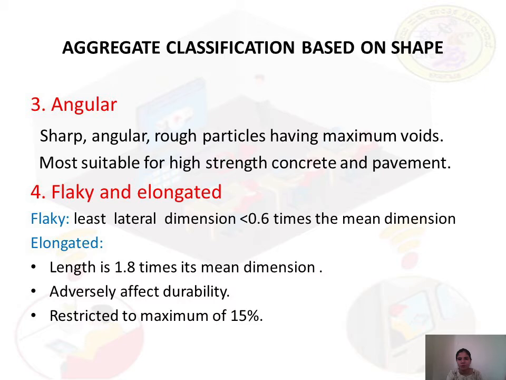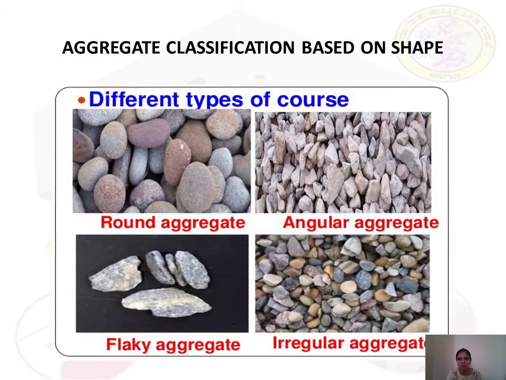So the use of flaky and elongated aggregate is restricted to a maximum of 15%. Not more than 15% of flaky and elongated aggregates are going to be utilized in any concrete making aggregate. These aggregates are not going to be used in much quantity. Hope you understood the classification based on the shape, that is angular, flaky and elongated, rounded and irregular.